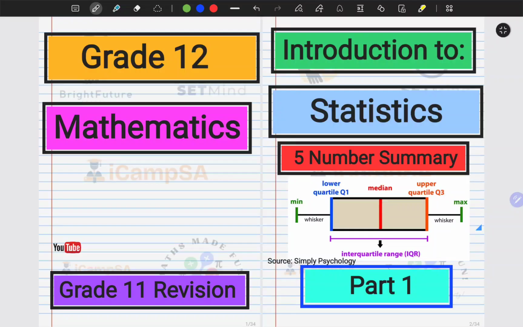In this edition, we're looking at grade 12 mathematics, and this will be an introduction to statistics. We'll focus on the 5-number summary, look at the whisker box, and this will be part 1. And what this really is, essentially, is grade 11 revision if you observe carefully.